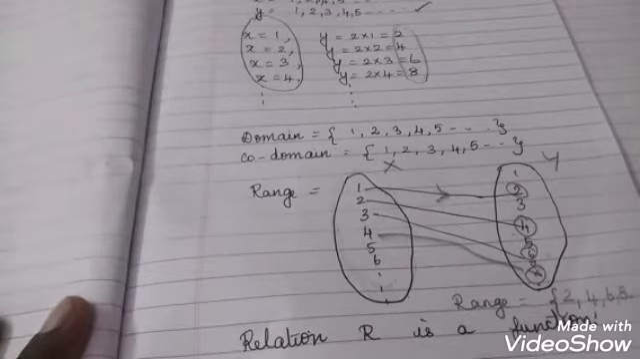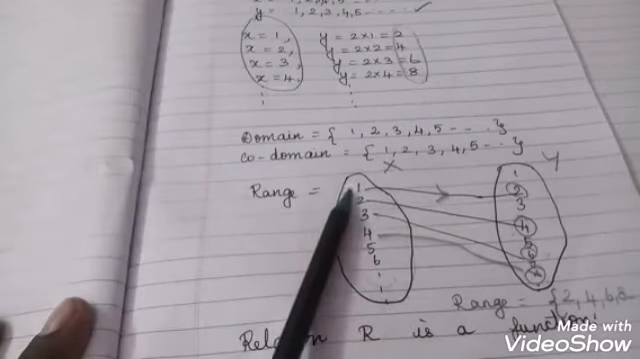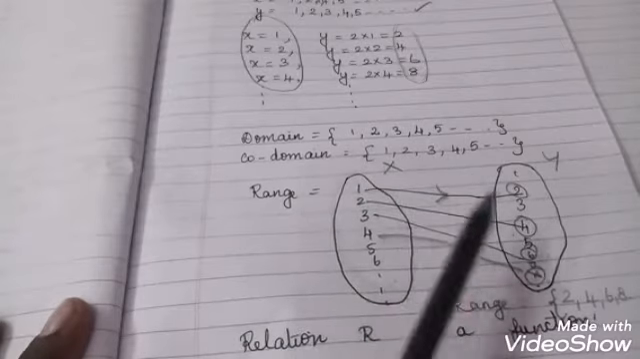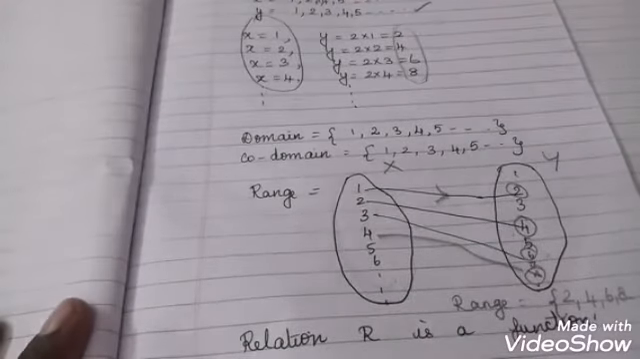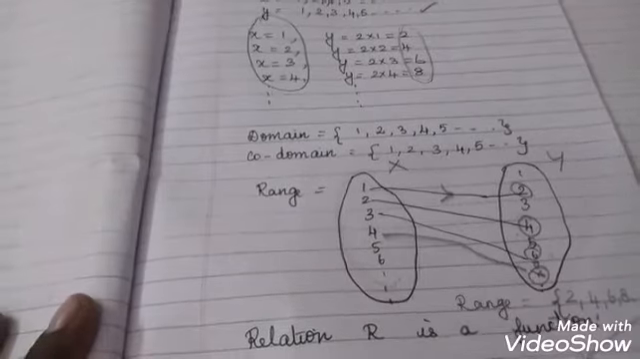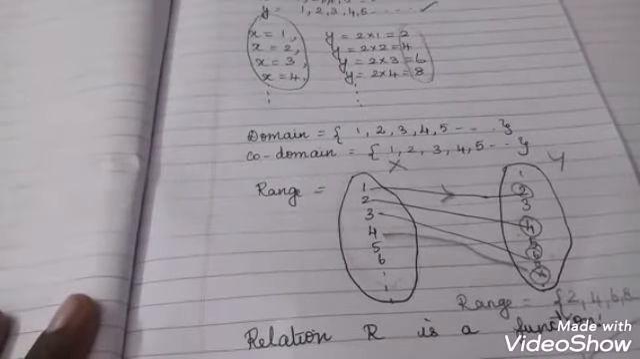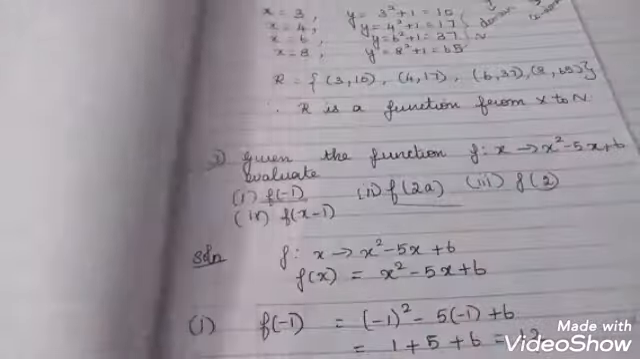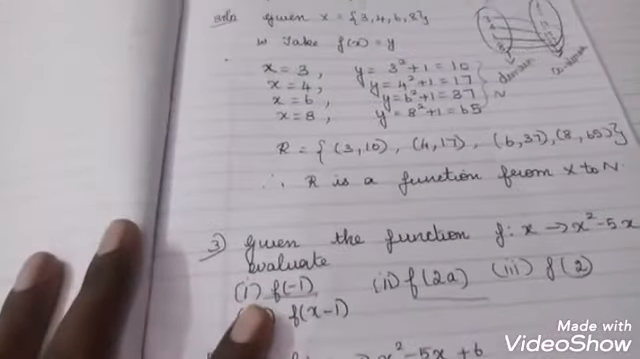Now is this a function or not? Yes, it is a function. Why do I say that it's a function? All the elements in the domain have images in the codomain. Therefore, I can say that the relation R is said to be a function. You understood? Okay. Now, we'll go over the next question here.